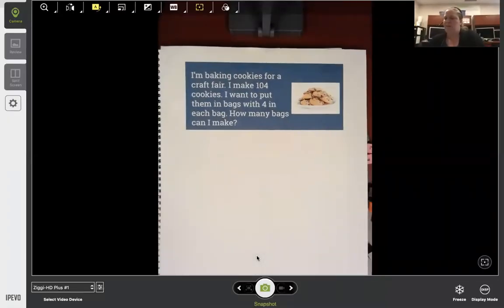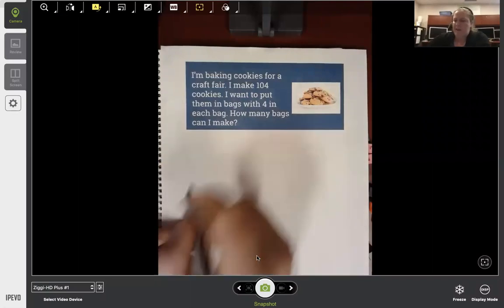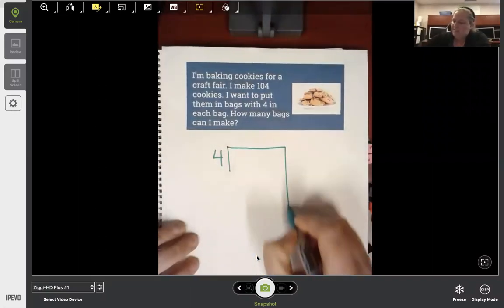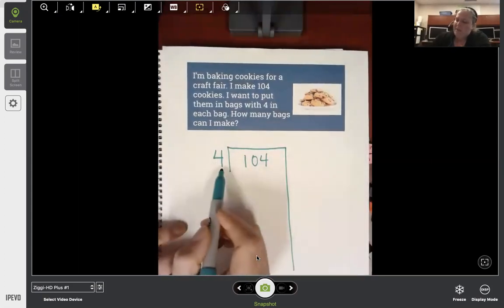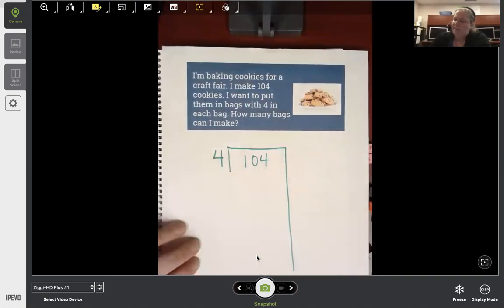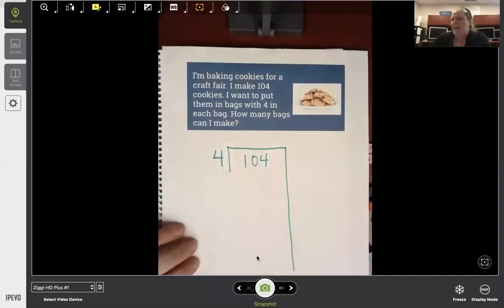But I was thinking about a question like: you're baking cookies for a craft fair and you want to make 104 cookies, and you're going to put them in bags with 4 in each bag. So how many bags can I make? With quotative division, we're thinking about how many bags of 4 can I make from 104 cookies, and you're pulling out bags with 4 in each bag.